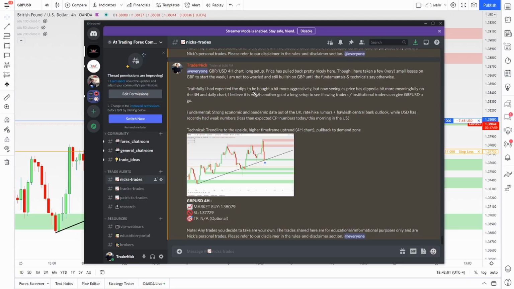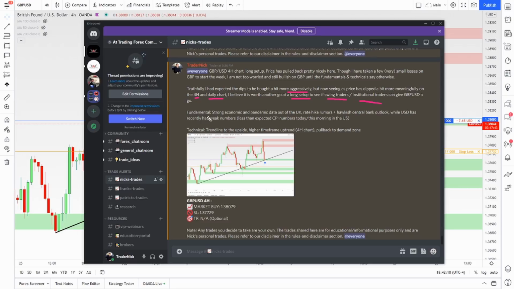Truthfully, I'd expect the dips to be a little bit more aggressive, but now seeing as price has dipped a bit more meaningfully on the 4-hour and daily chart, I believe it is worth another go at a long setup if I can see swing traders and institutional traders give GBP USD a little bit of a boost here.